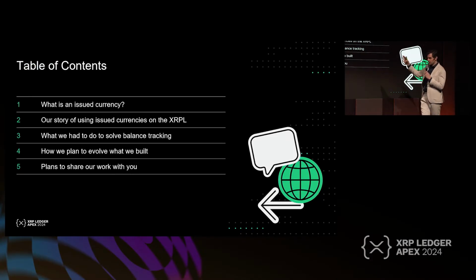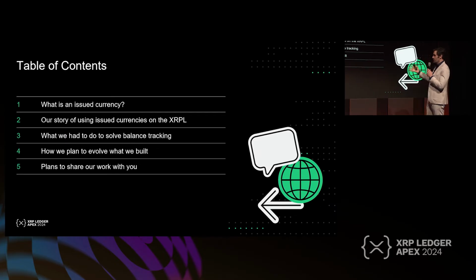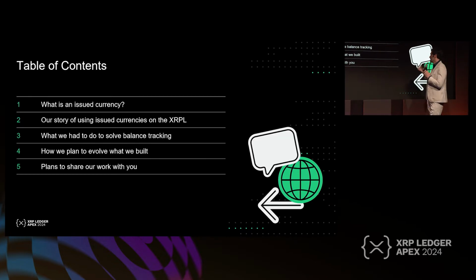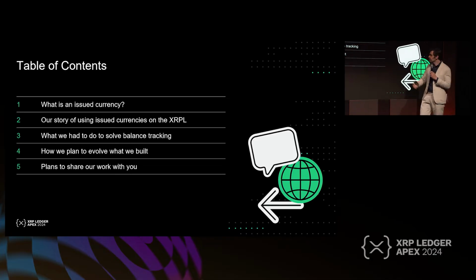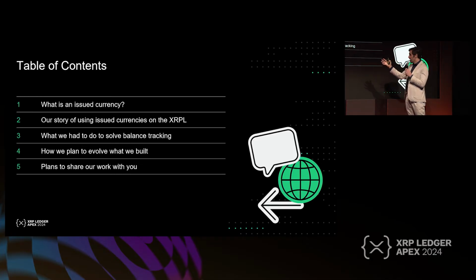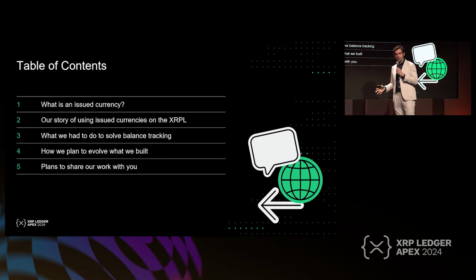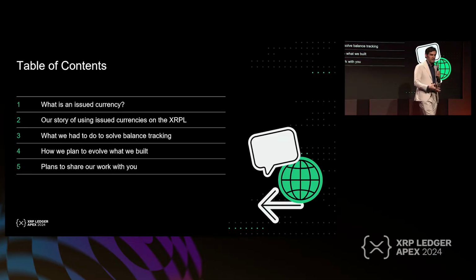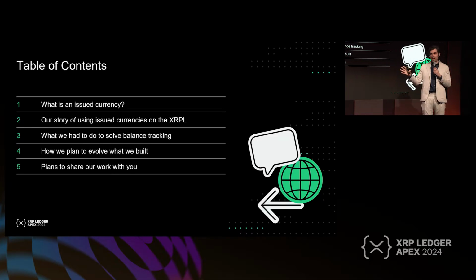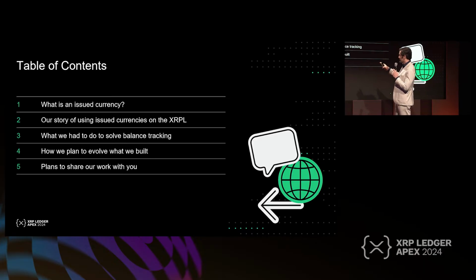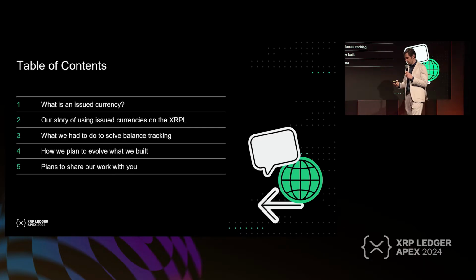That's good. Let's get to the table of contents. So I'm going to go through a few things here. First, what is an issued currency? Not everyone raised their hand. It's good we're covering this. Second, our story of how we're using issued currencies on the XRPL. Spoiler alert, stablecoins. What we had to do to solve balance tracking with issued currencies. It's a bigger problem than you might think. Usually you think it's blockchain, we have money, we have balances. Not so fast when it comes to using Trustlines.